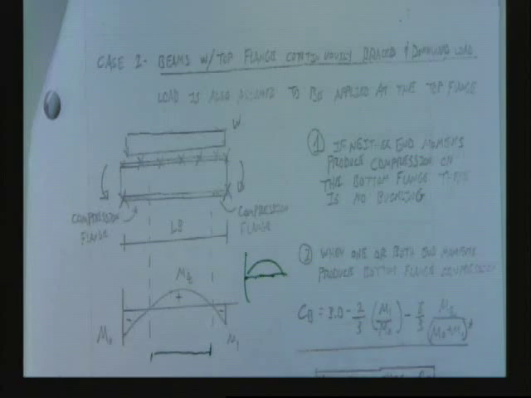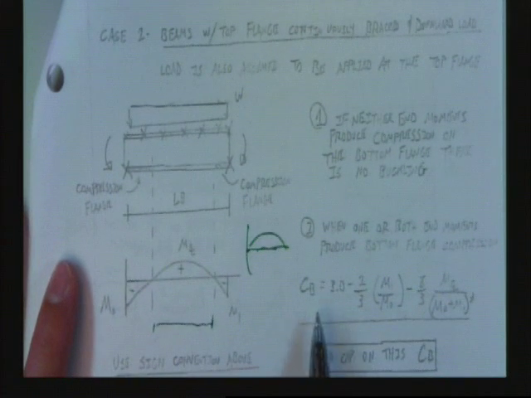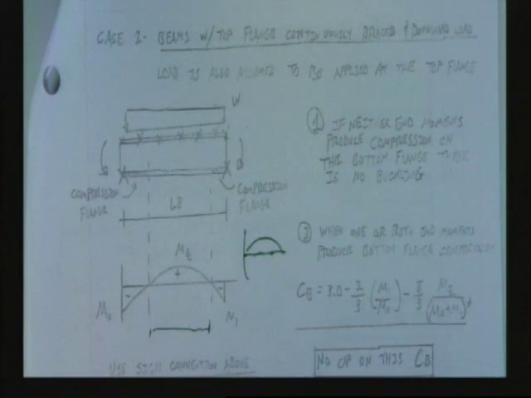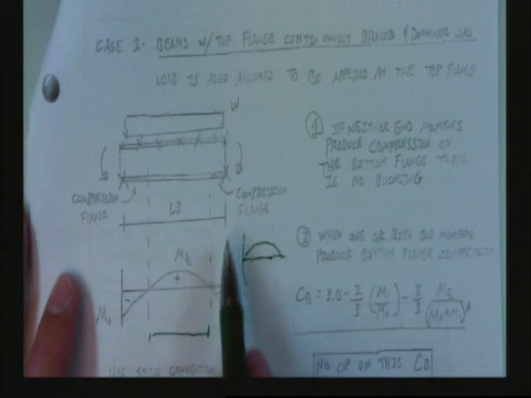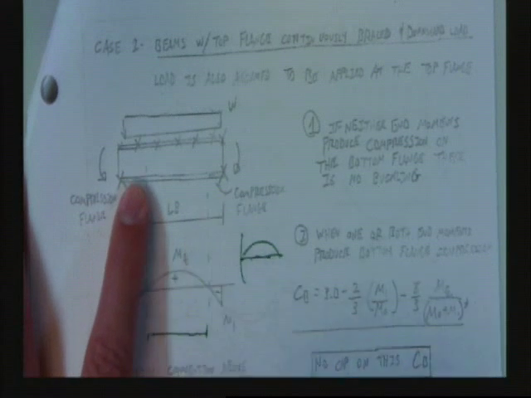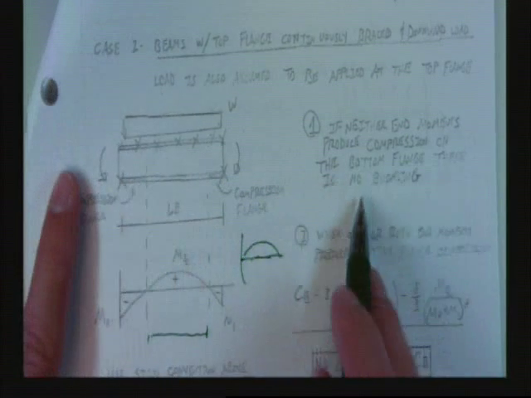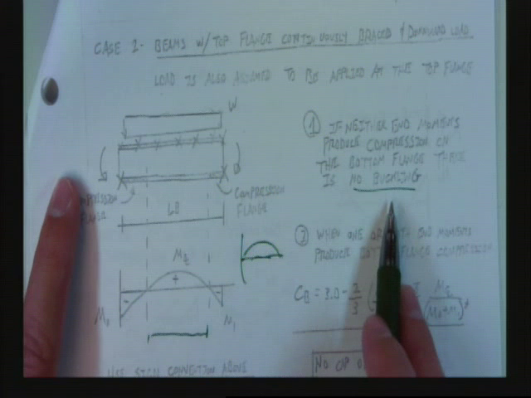So, what we're going to do is come up with a different C sub B factor. We're going to first say if neither end moment produces compression on the bottom flange, then we don't have to worry about this, although I say there is no buckling. That's not exactly true. If it's a deep beam, we can still have side sway web buckling. So if it's shallow, we're okay.